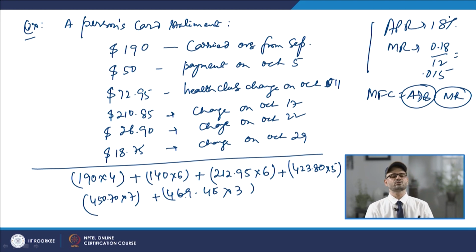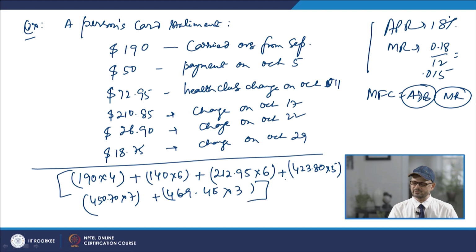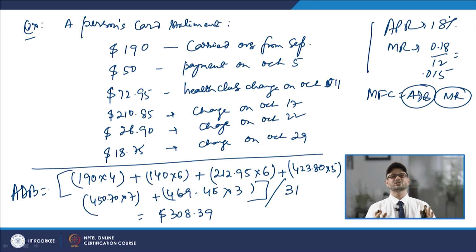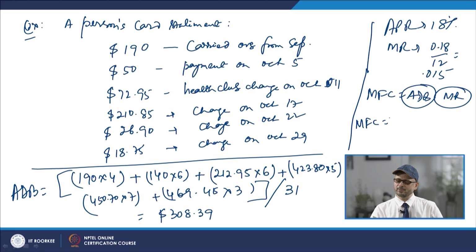Now, this is all of October's statement. All this is summed up and divided by 31, which gives you $308.39. This is your average daily balance, and this is how the average daily balance is calculated. Once you know the average daily balance, and you know MR is 0.015, your monthly finance charge will be the average daily balance of 308.39 multiplied by 0.015.